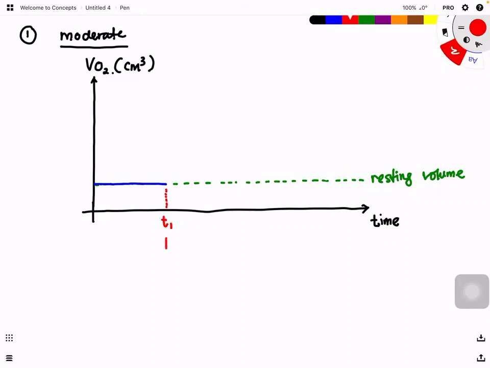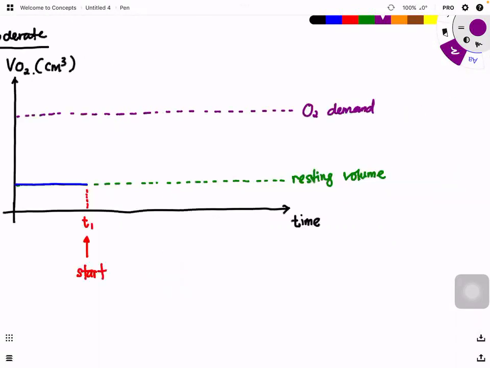This is where you start your activity. When you start the activity, for example a slow jog, you have the oxygen demand now. This is my oxygen demand, the level of oxygen required for you to generate sufficient energy. What does O2 demand mean? Let's say you want to buy a house, and the developer said 500K.